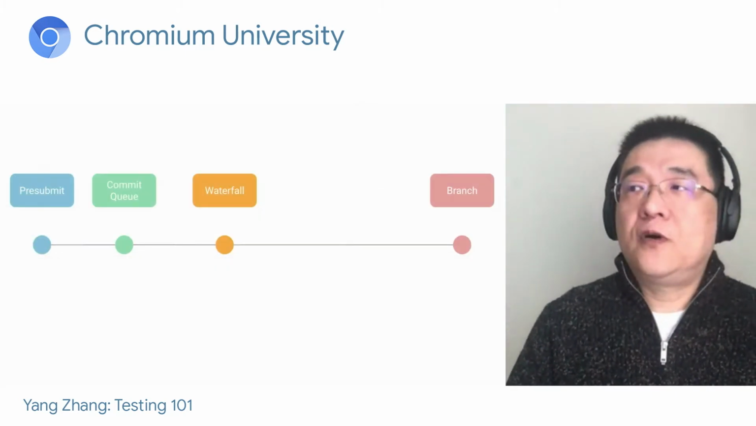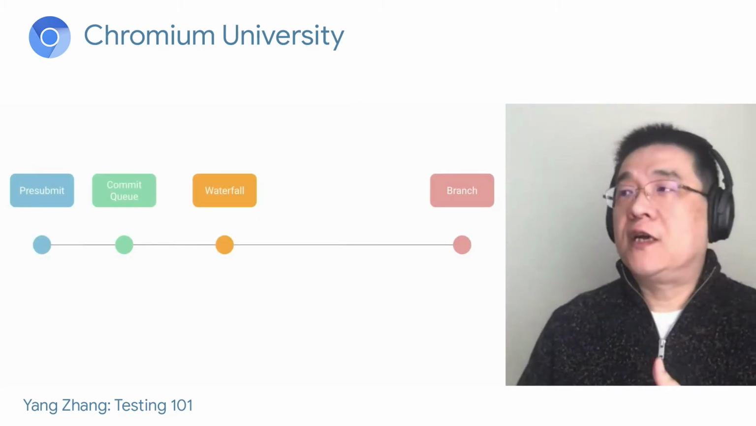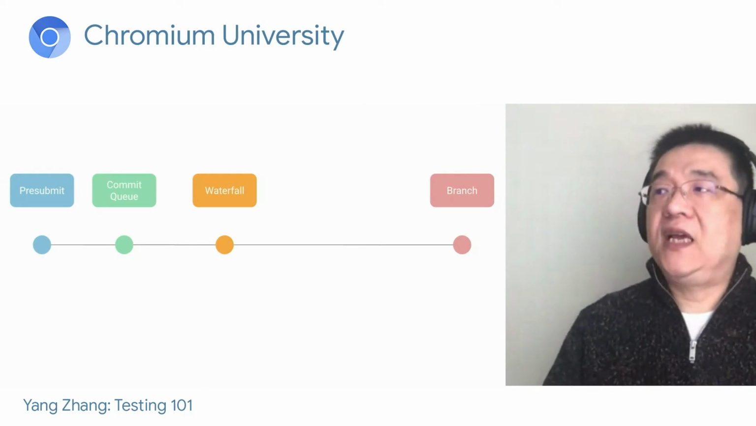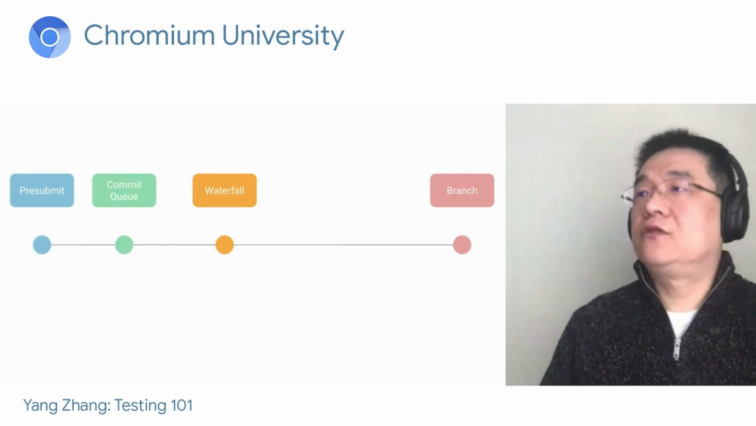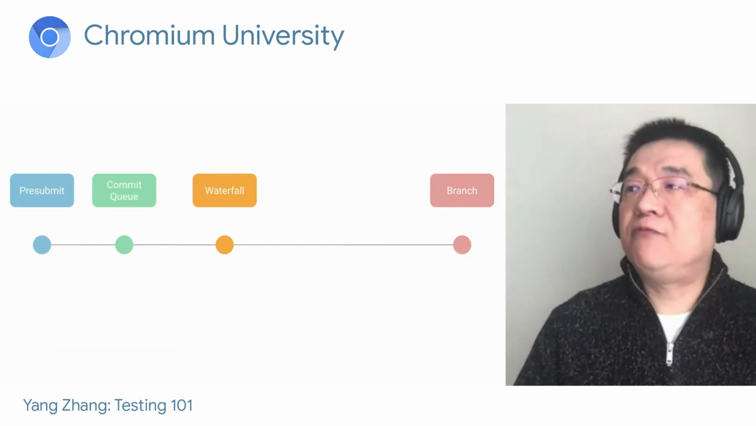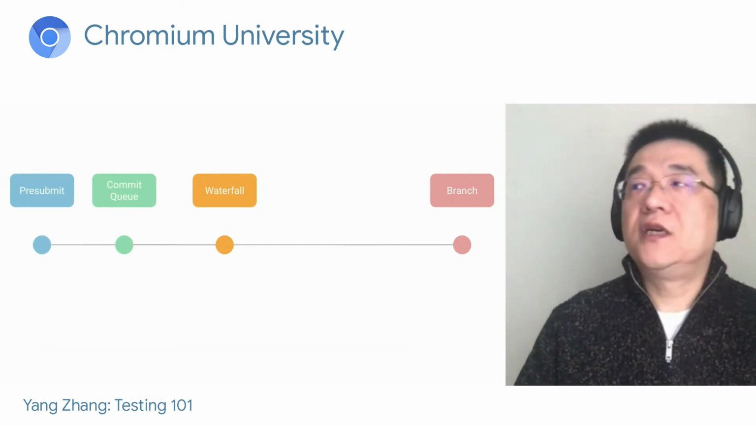On workflow, everything we run on the CQ also runs on one of our many continuous integration builders. The CQ, though, is mostly limited to correctness tests that are reasonably quick and stable.